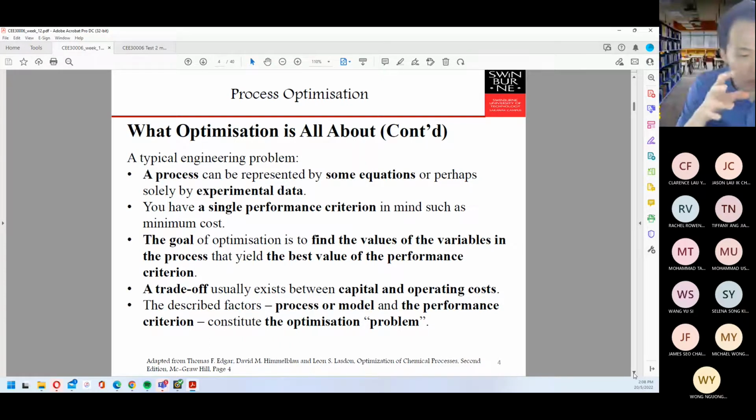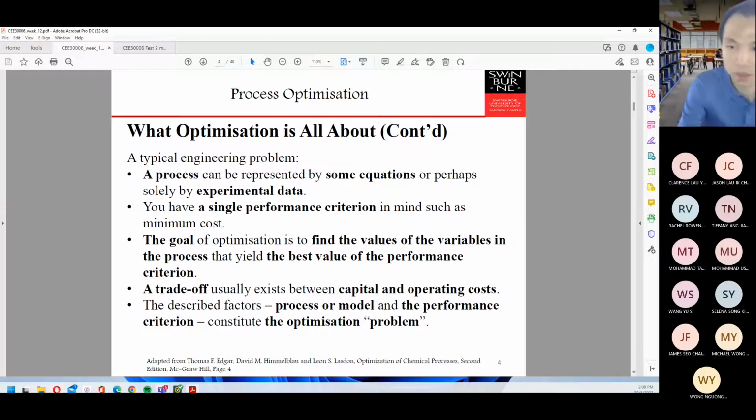If that particular process contains a profit, so you produce something like products, and it comes with raw materials and with the utilities to be accounted for in that particular process, then you can use it to optimize, to maximize the profit for the particular process.